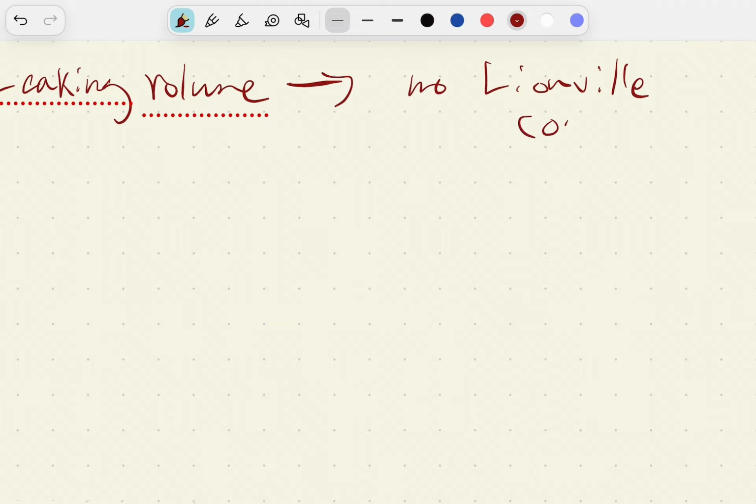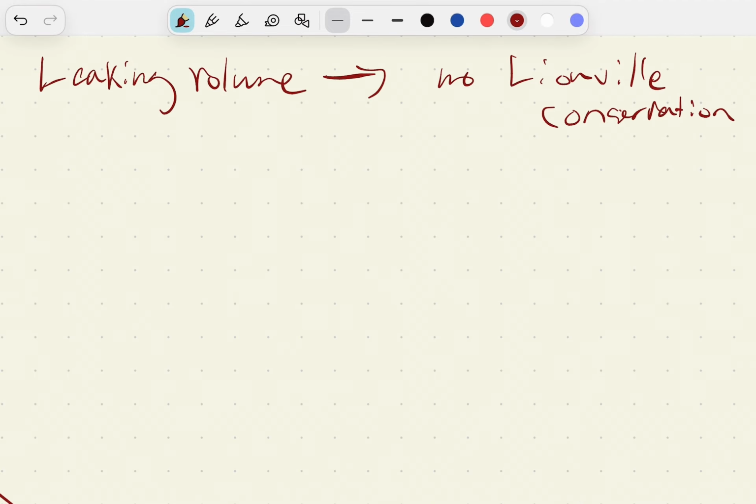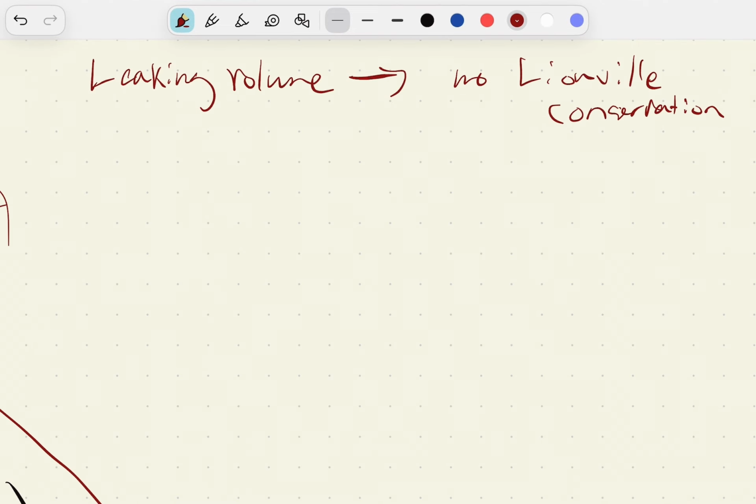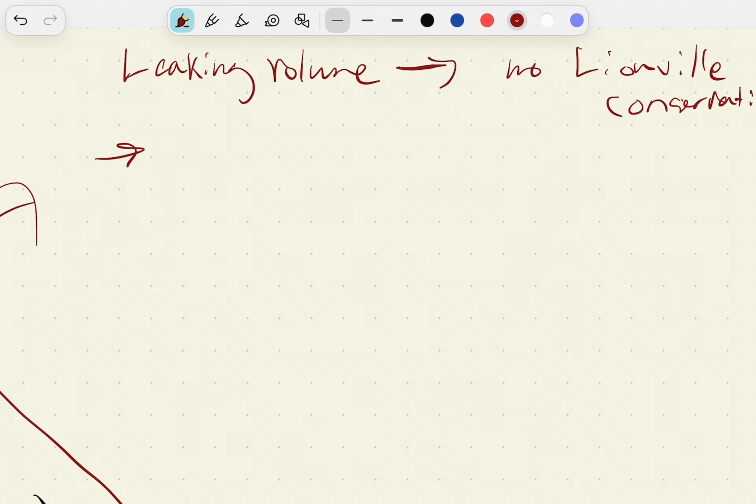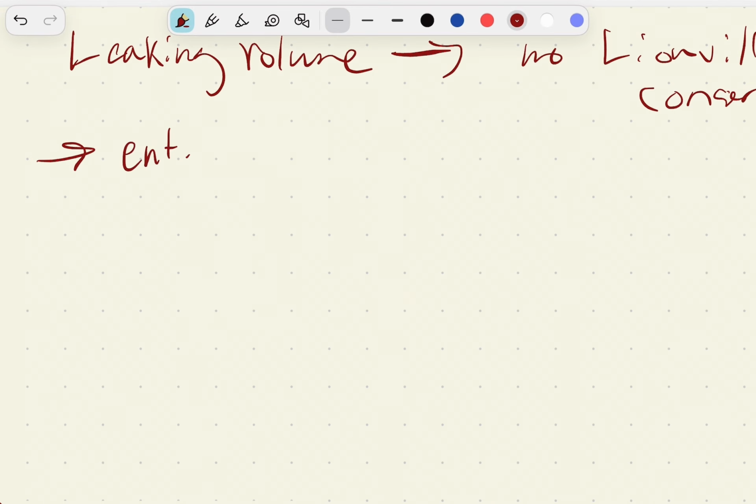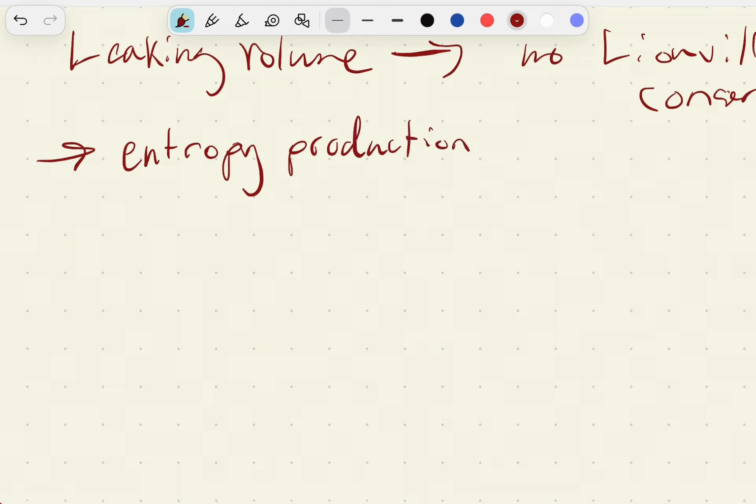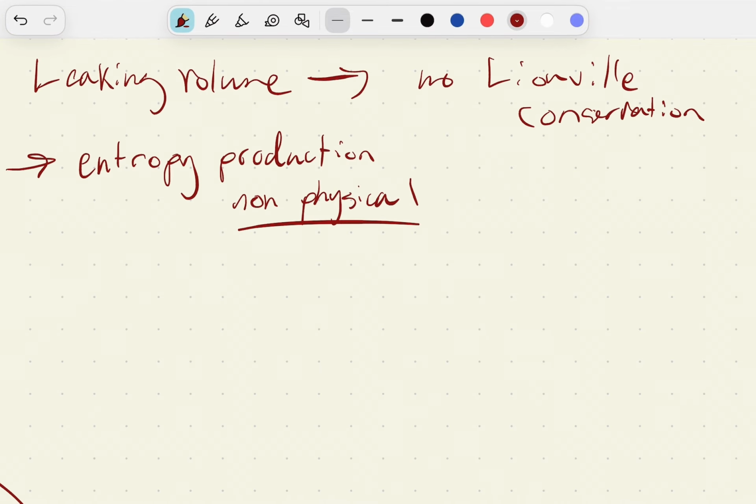And that just means that you cannot construct a Liouville measure over this Hamiltonian phase space. And what this is going to do is generate an unphysical contribution to entropy production. That is non-physical. All right? And this would be unrelated to any latent liquidity dissipation or anything like that. All right?